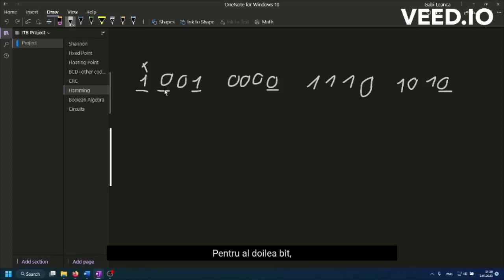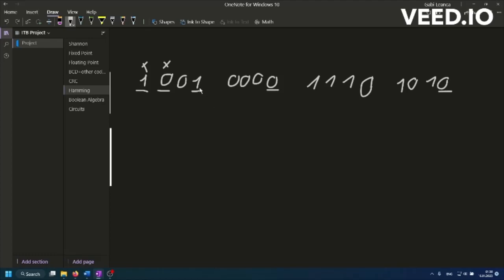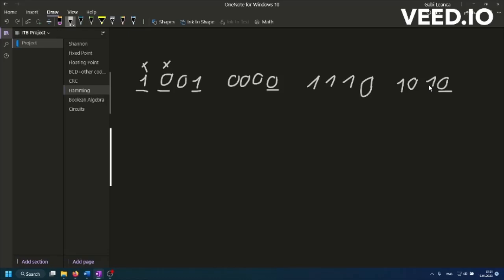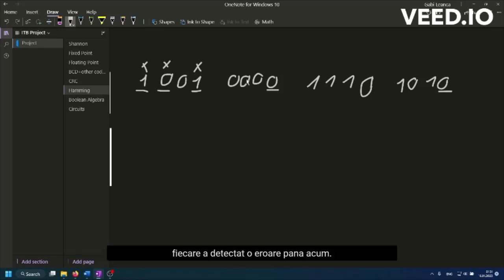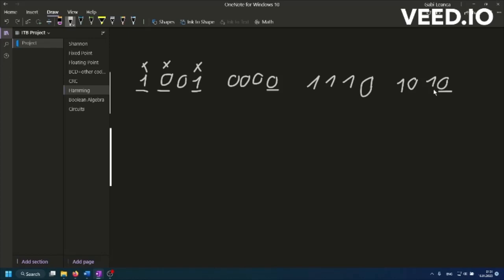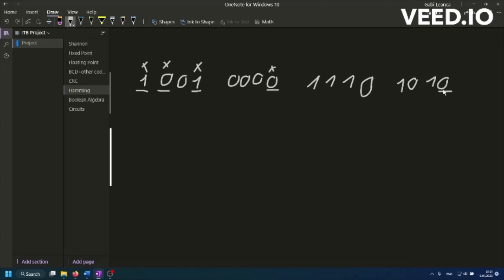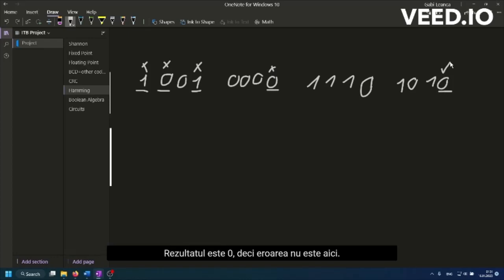For the second bit, 0, 0, 0, 1. Again, a problem. Let's check the fourth bit, the third Hamming bit. So 1, and we skip 4 and add again, the result is still 1. Each of them has detected an error so far. Let's check the 8th one. This one actually includes all of the bits until here. The result is also 1, it means it's wrong. The last one, the result is 0, so the error is not on this one.